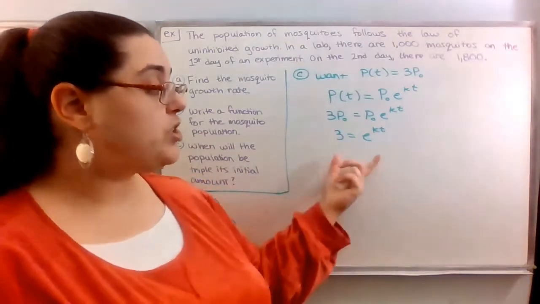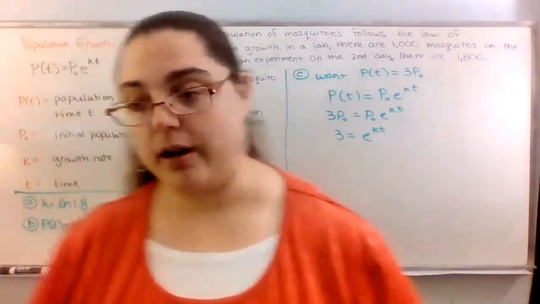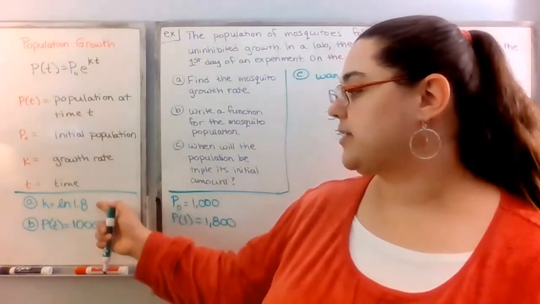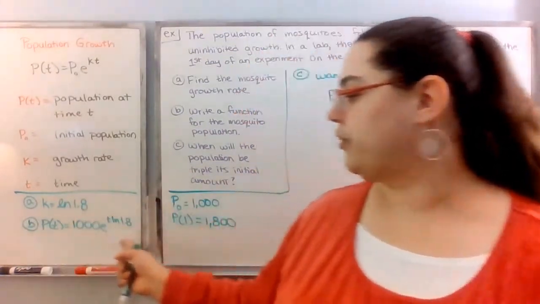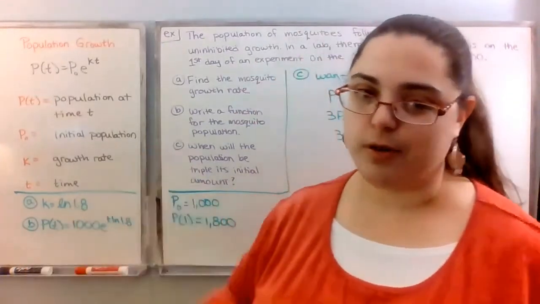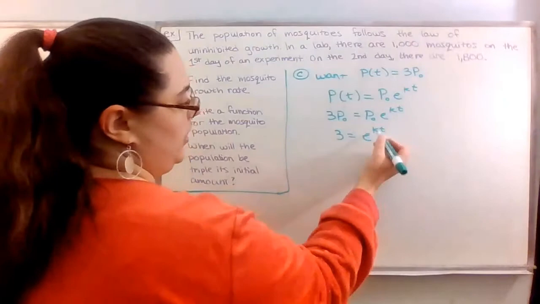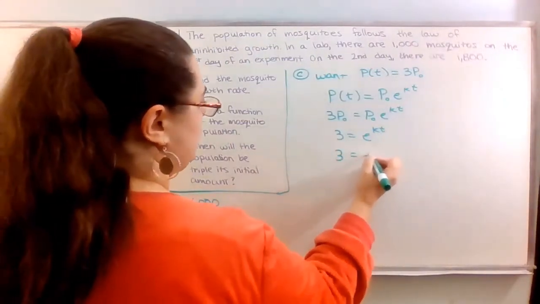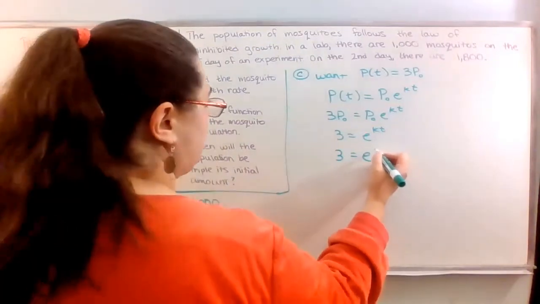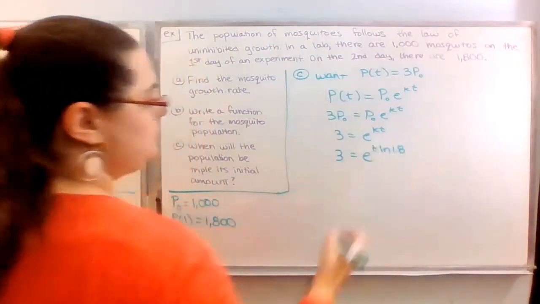Now, in this case, we do need more information to solve. We need to know what K is, but we found that out in part A. So we know that K is the natural log of 1.8, or we could have just substituted this whole thing into the formula we found in part B. That also would have been totally fine. So I'm going to put in for K this value we found. So we have 3 equals e to the natural log of 1.8 times t.